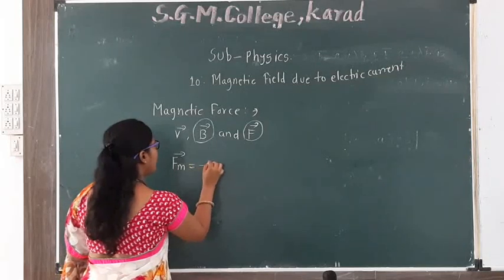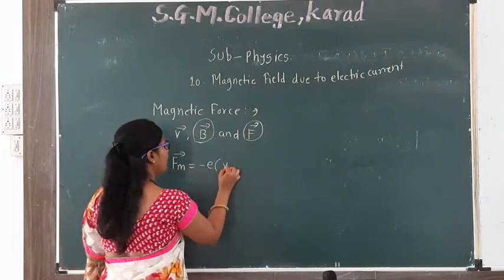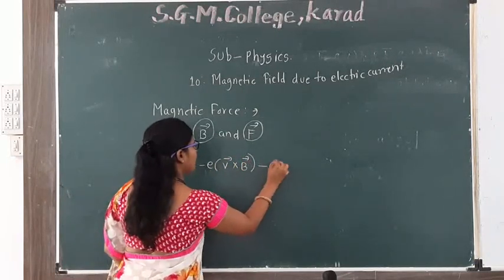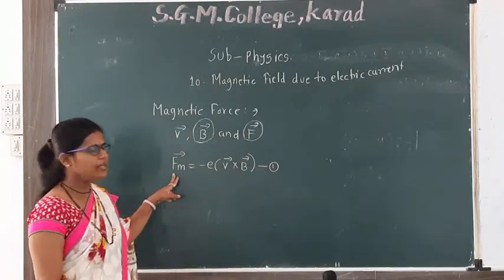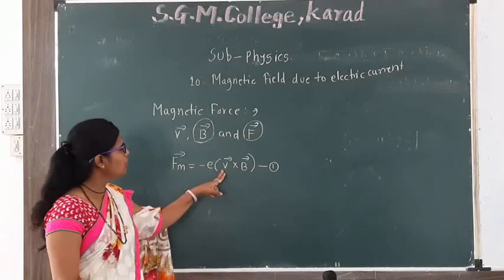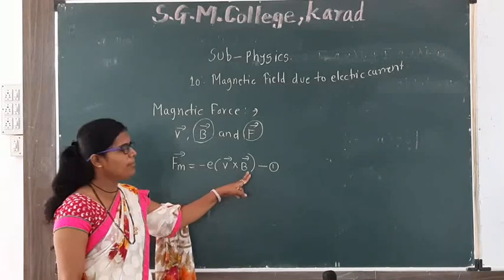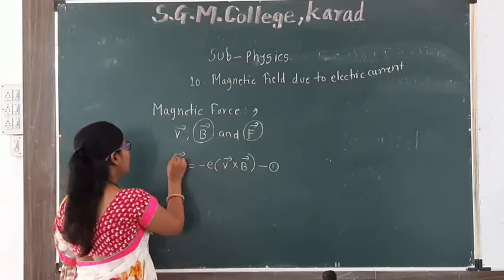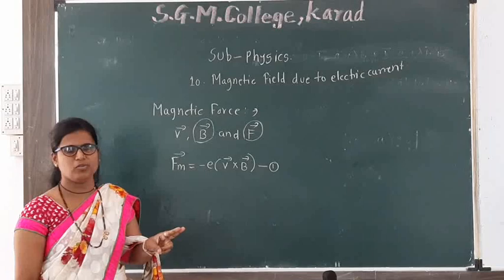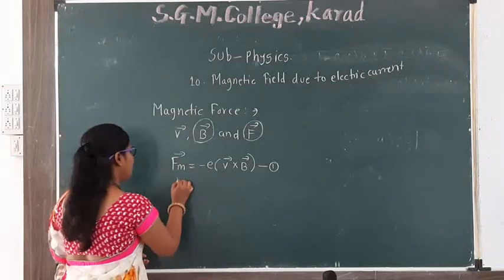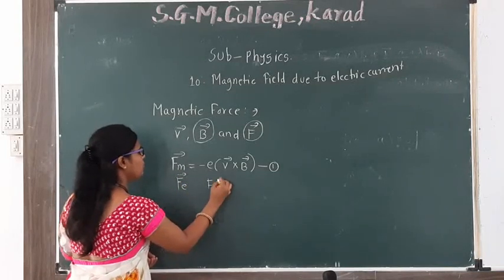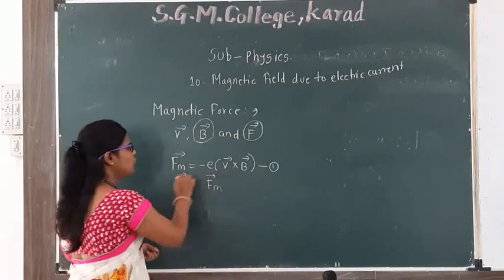The magnetic force can be written as vector Fm equals minus e in bracket vector V cross vector B. This is the equation for the magnetic force due to the charge flowing through the wire with uniform velocity in the magnetic field B. There is a force due to the electric field, Fe, and Fm is the magnetic force due to the magnetic field. These two forces are there.